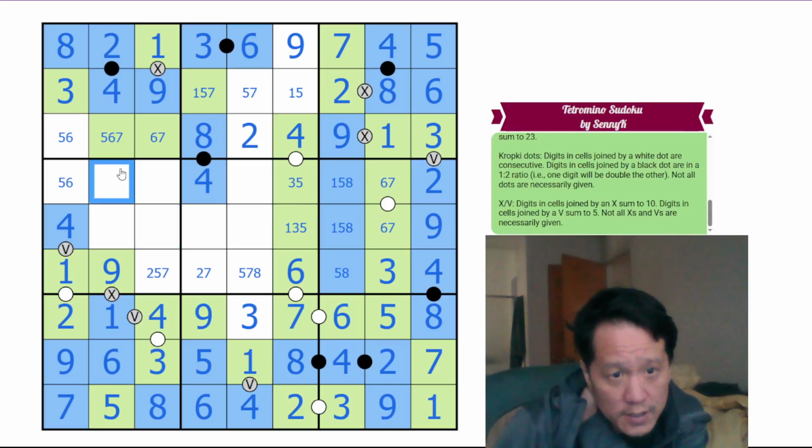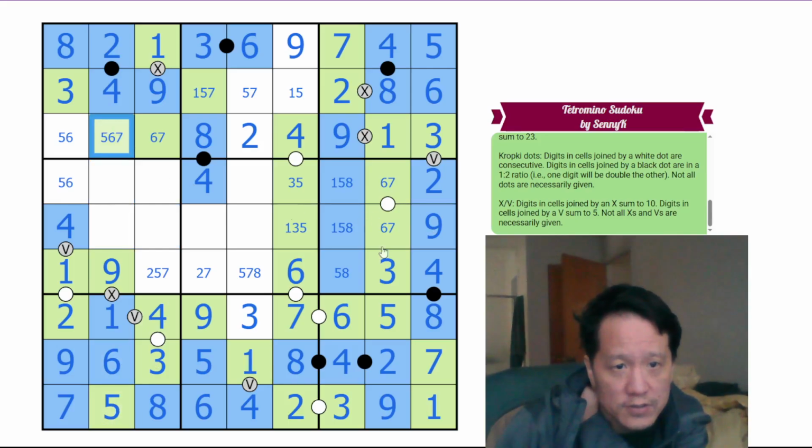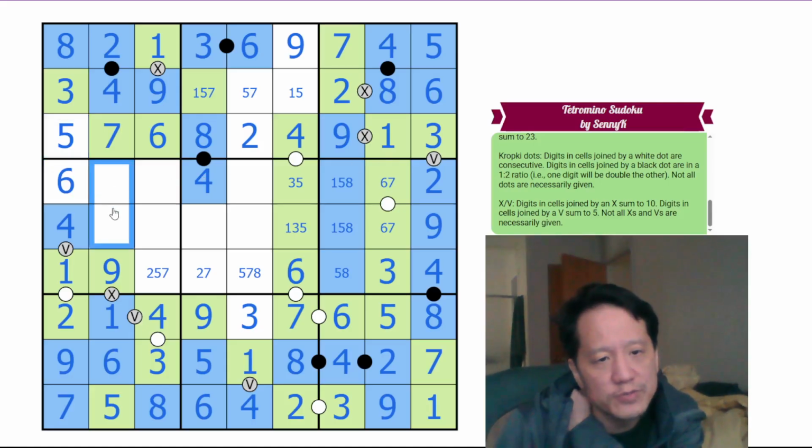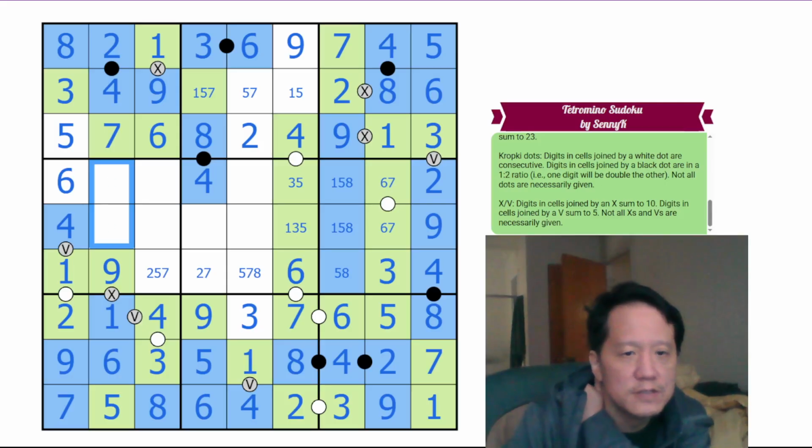Remaining digits in column 2. Oh, 5 and 6 here eliminate 5 and 6 here. So this is 7. This is 6. This is 5, which makes this 6. Remaining digits in column 2 then are 3 and 8.